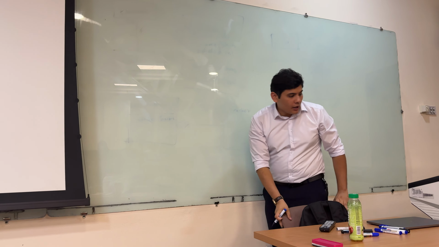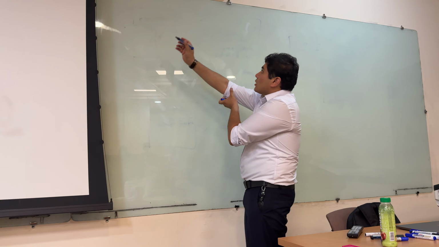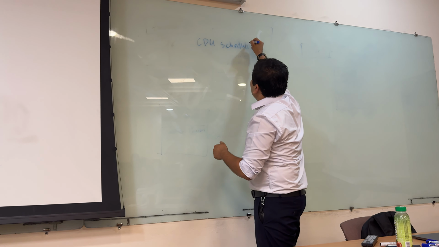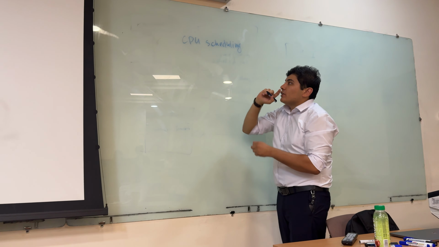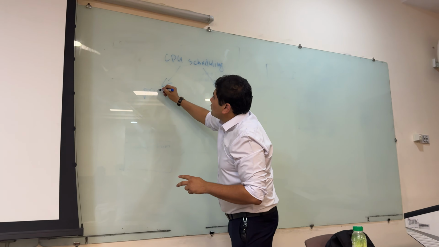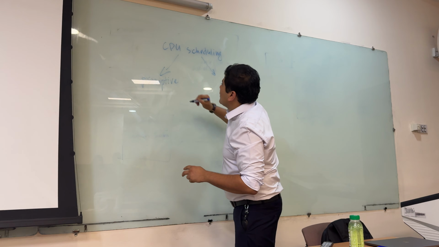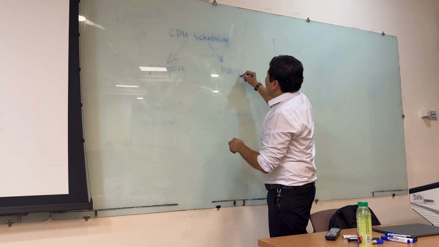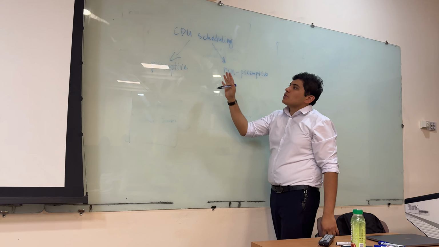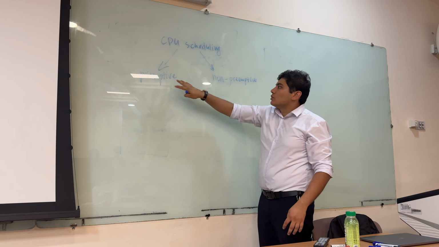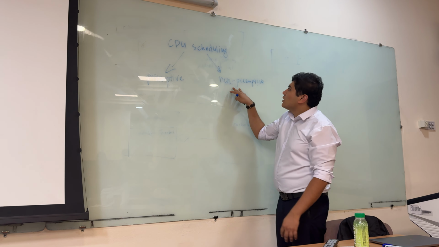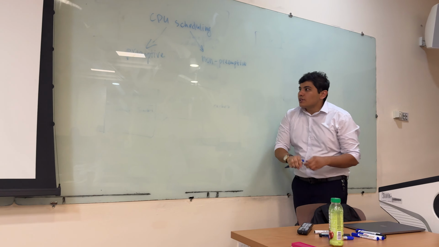So in the very beginning, we had CPU scheduling. If you remember, CPU scheduling was divided into two categories, right? The first one is preemptive, and the second one is non-preemptive. What is the difference between preemptive and non-preemptive? Preemptive means you can interrupt it, and for non-preemptive, you cannot interrupt, right? So this is how it's gonna happen.